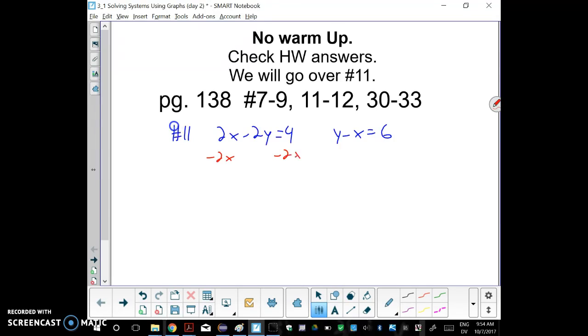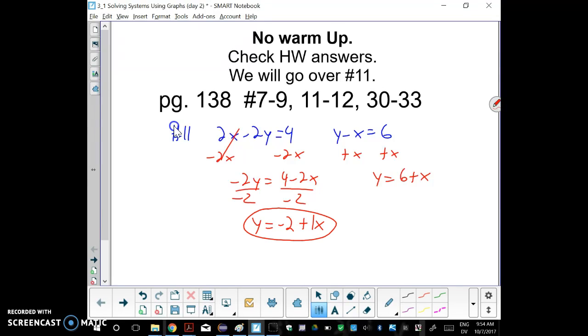So real quick, minus 2x is here to cancel that out. So minus 2y equals 4 minus 2x. Divide by negative 2 to both sides. So we get y equals negative 2 plus 1x. The other equation, a little bit easier, just add x to both sides and then you have y alone. Okay, and now to find the solution, we just graph them.